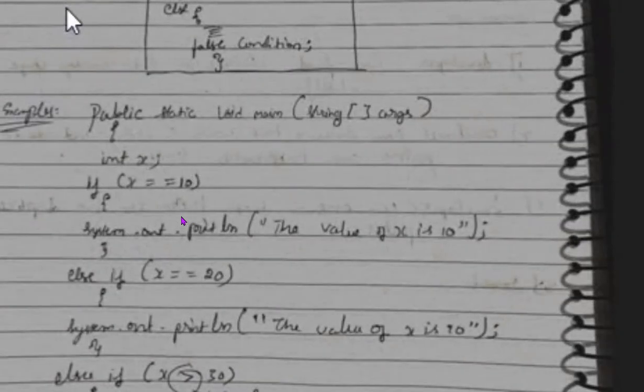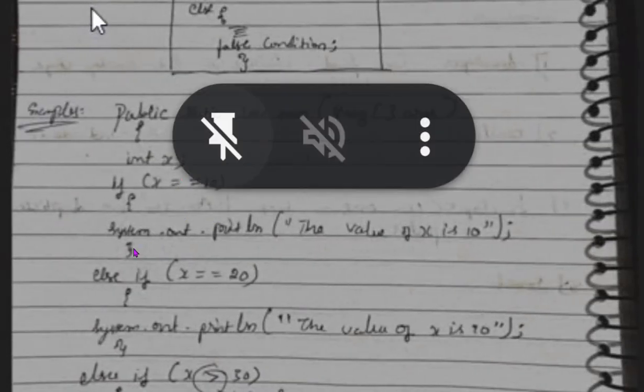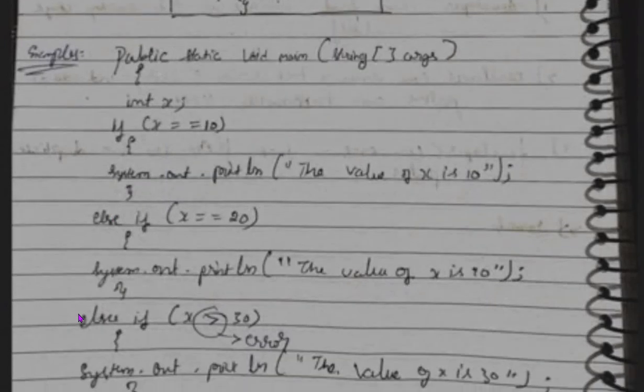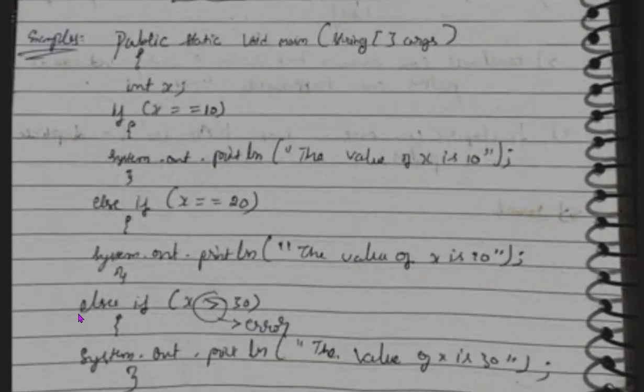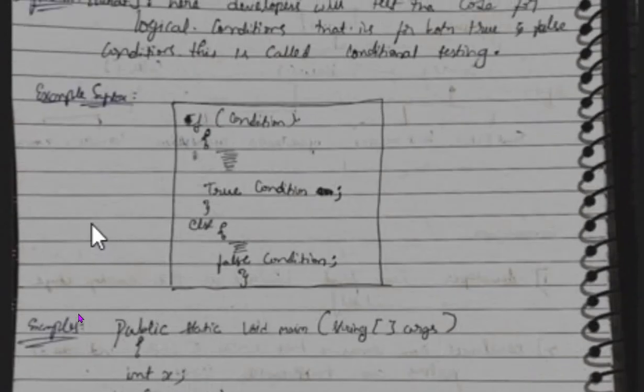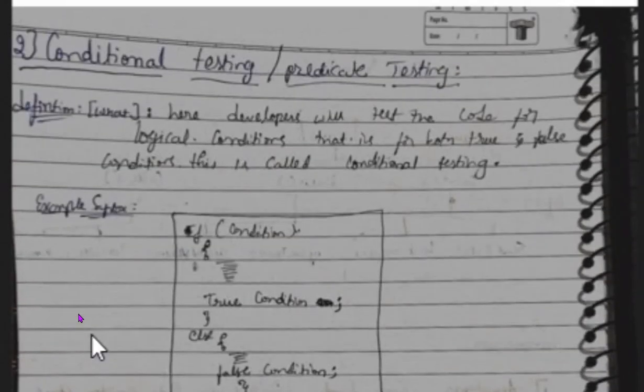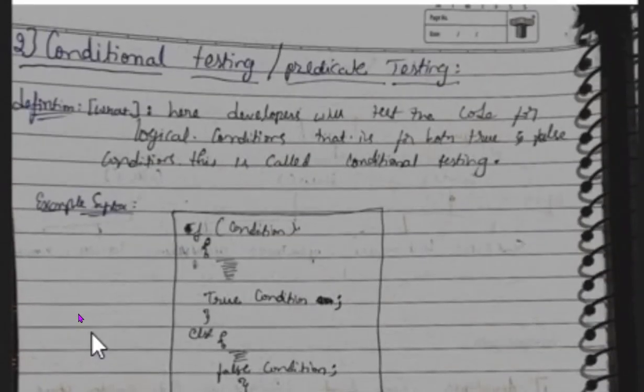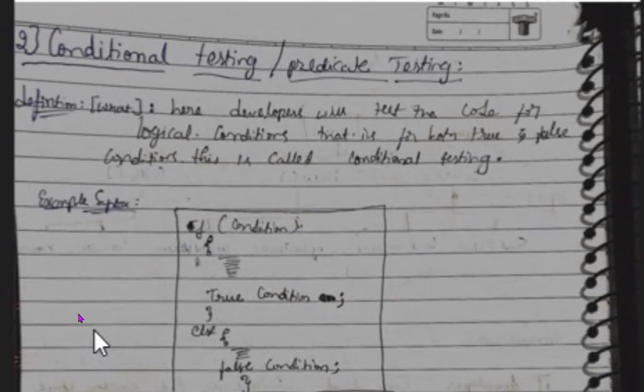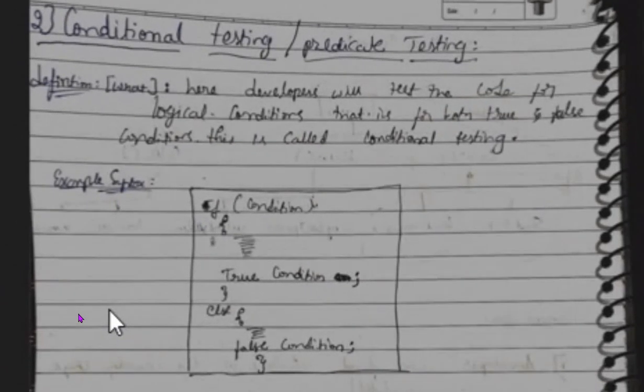So next is condition testing. What is the meaning of condition testing? It is also called predicate testing. Why is it called predicate testing? Let me discuss. The definition says developers will test the code from logical conditions, that is, from both true and false conditions. This is called condition testing.